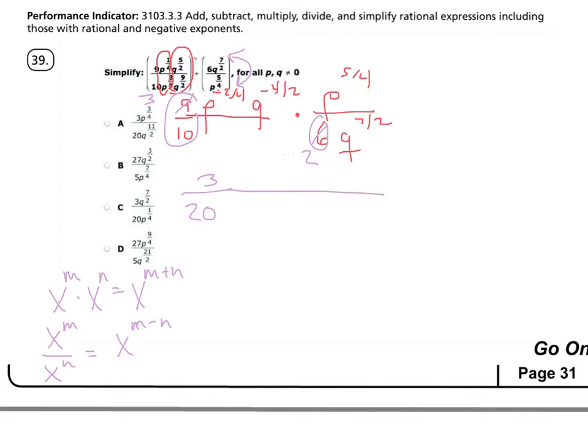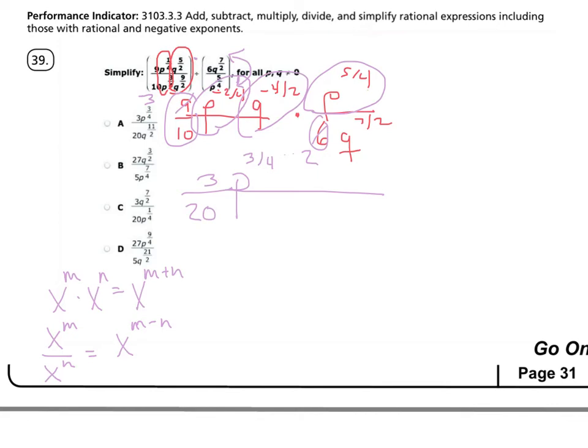And then also we have p to the -2/4 times p to the 5/4. So we're going to add those fractions. That's going to give us 3/4. And then also we need to simplify the q's.